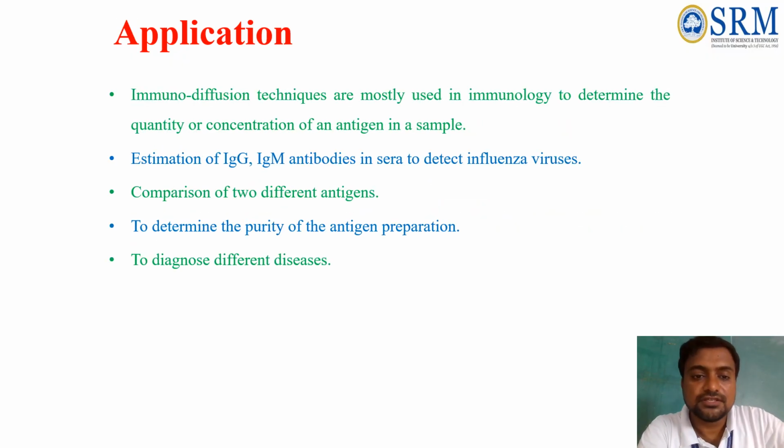Let's have a look at the applications. Immunodiffusion techniques are mostly used in immunology to determine the quantity or concentration of an antigen in a given sample. As was explained in detail in the previous slides, we can estimate IgG and IgM antibodies in sera and also detect influenza viruses. The method can also be utilized to compare two different antigens to determine the purity of an antigen preparation, and it also helps in the diagnosis of different diseases.